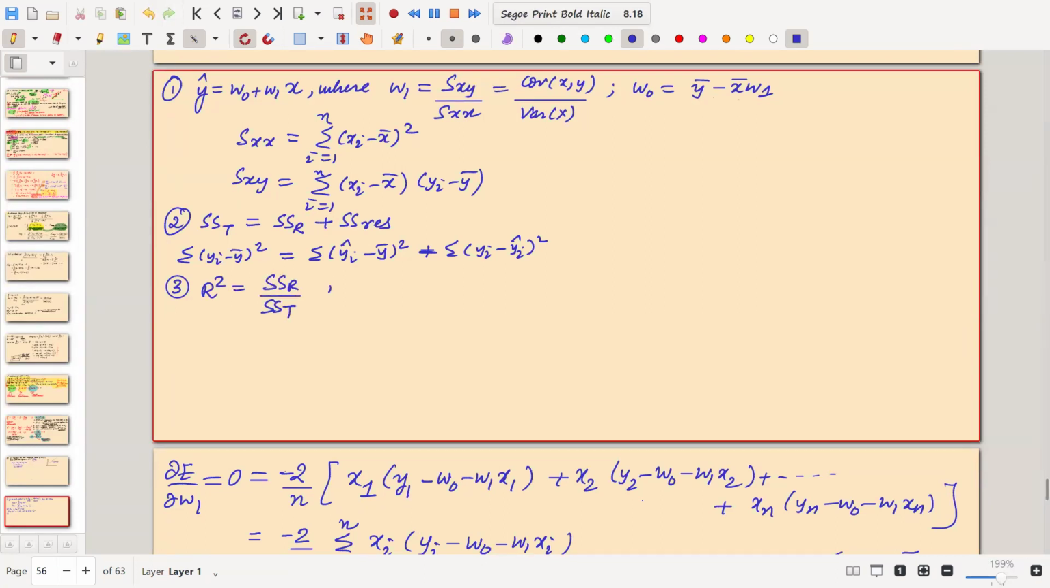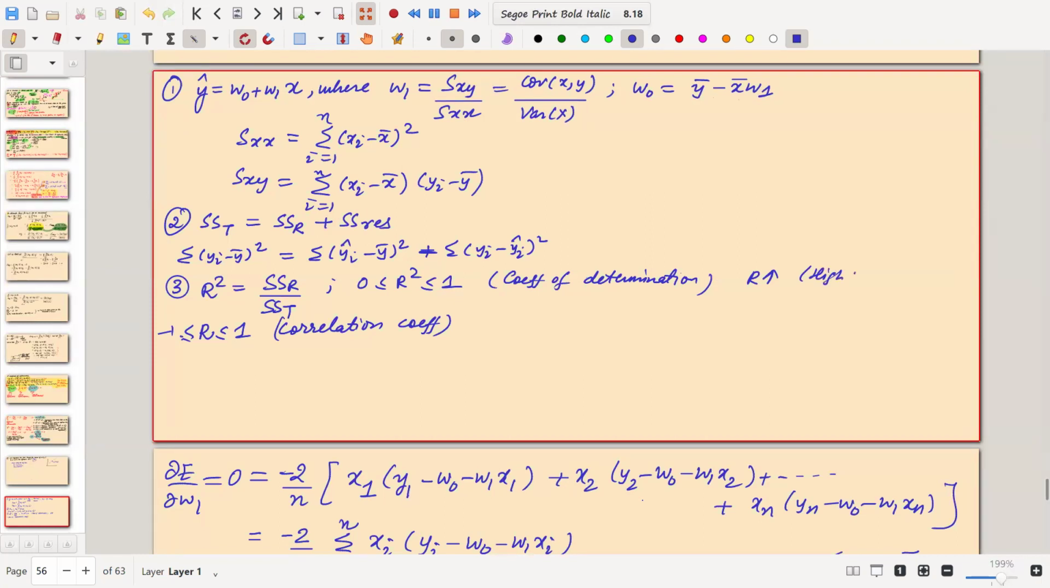SST, and R² will lie between 0 and 1. Okay, so this is known as the coefficient of determination. And if you take the square root of it, this becomes R, that is the correlation coefficient, and it lies between -1 and 1. So correlation coefficient. Okay, for a good fit, R needs to increase, but high R might indicate overfitting. High values of R might indicate overfitting.